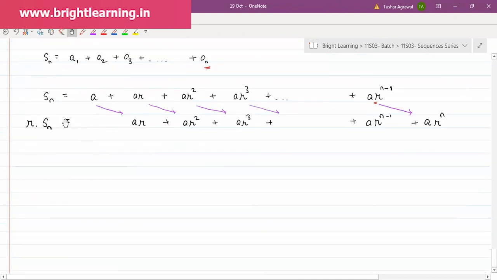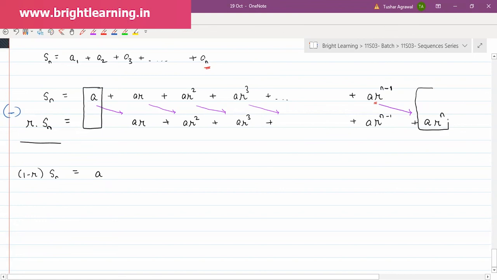Now subtract them. If I do a complete subtraction, what happens? Sn becomes common, and it becomes 1 minus r. It is equal to, so this a will survive over here. This will be the surviving factor. Here a r raised to n will survive, with a minus sign, so minus a times r to the power n. Rest everything will get cancelled out. Do you see? Okay.